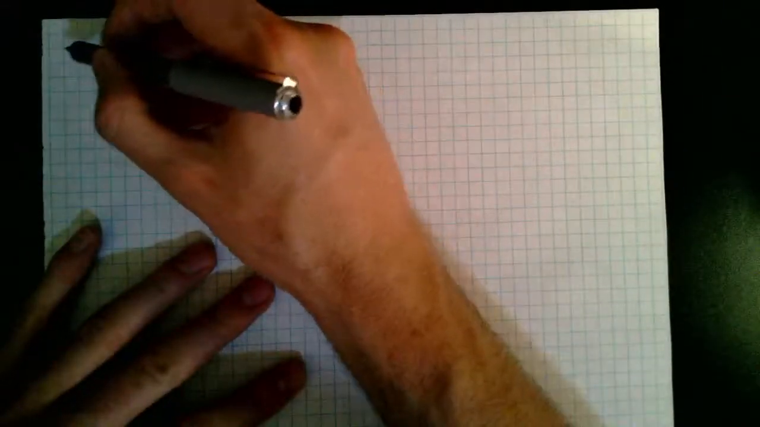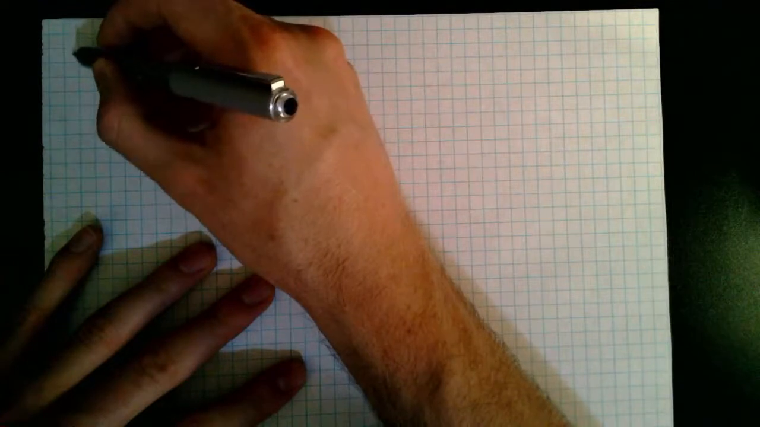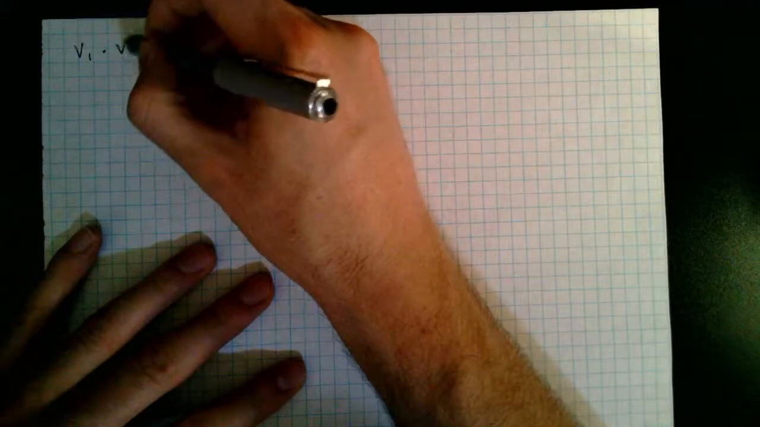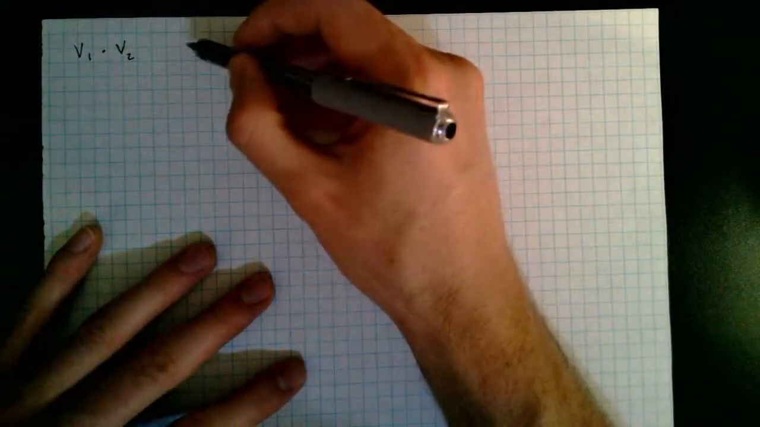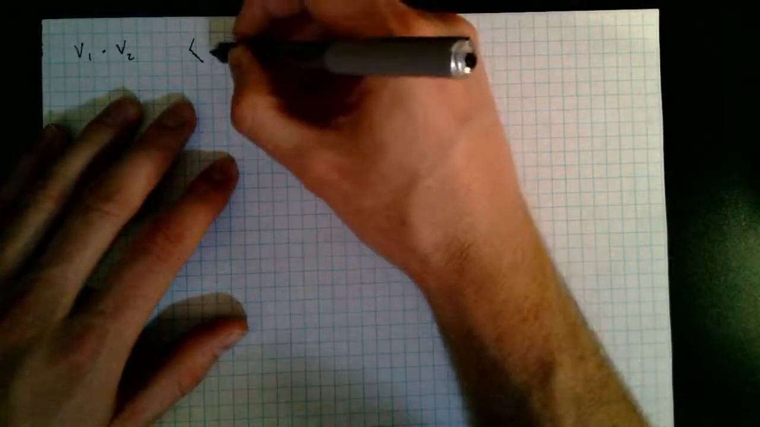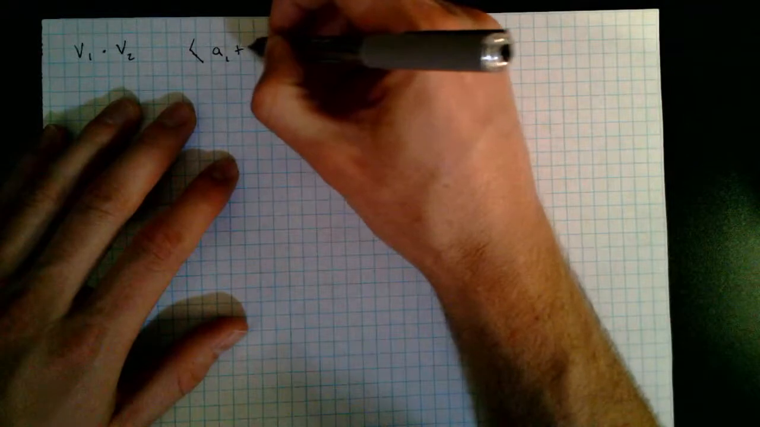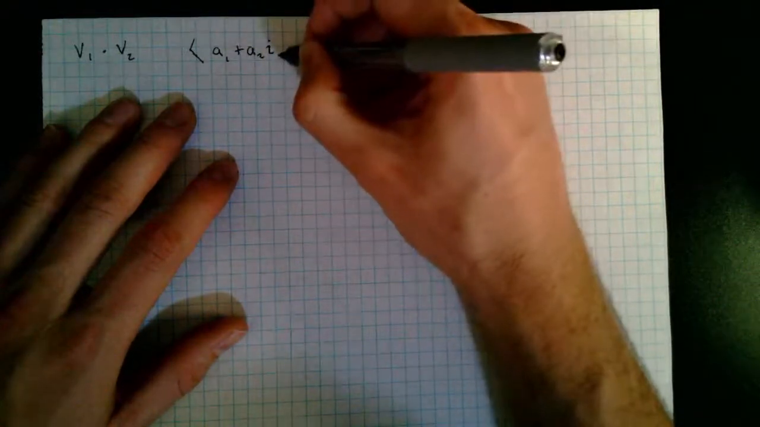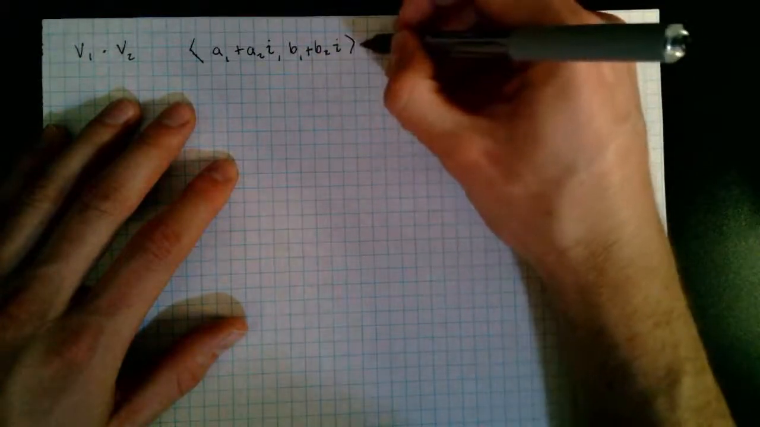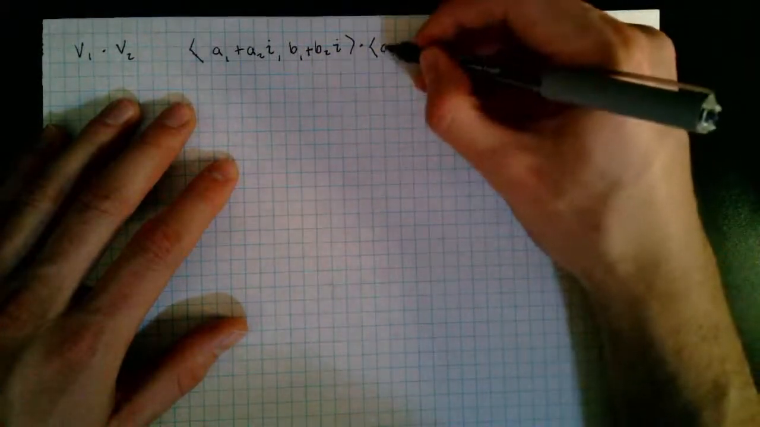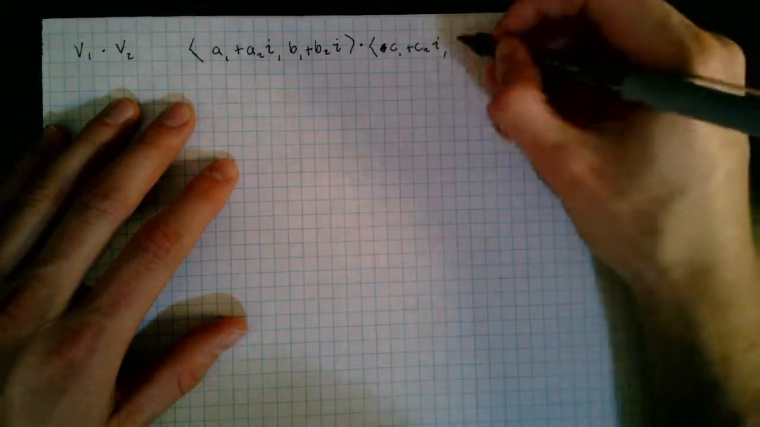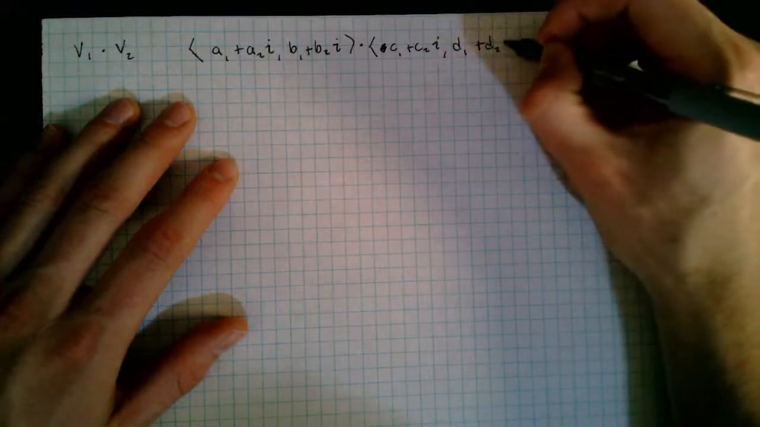Yeah, so now we're gonna have vector 1, and then we're gonna inner product it with vector 2. So how that'll look is like this. So we're going to write it like this. So we have A1 plus A2i, and then B1 plus B2i, and then we're going to dot that with C1 plus C2i, and then D1 plus D2i.